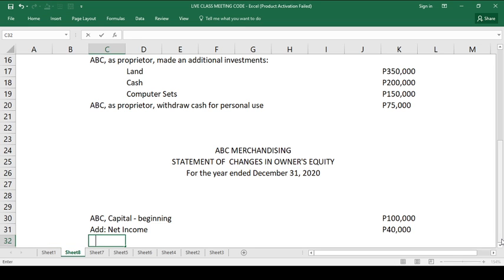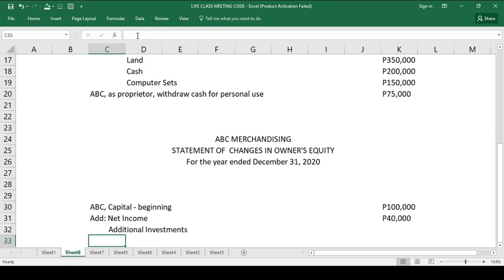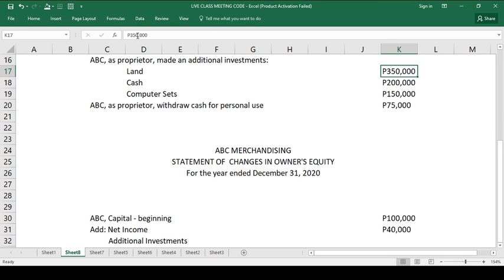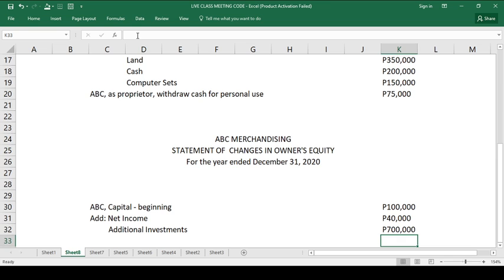And then we also need to add any investments made, additional investment made. Provided that the owner of the company made an additional investment, we need to have additional investments, and that will affect the equity of the company. So we need to compute the total additional investment. That is 150 plus 350, that is 500 plus 200, so a total of 700,000 additional investment made.